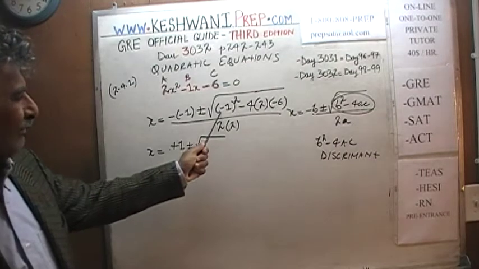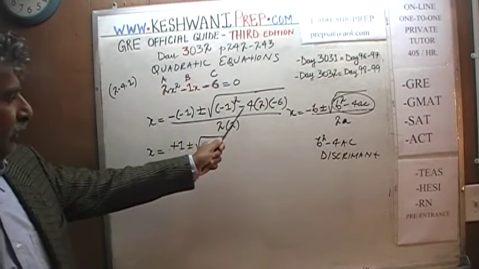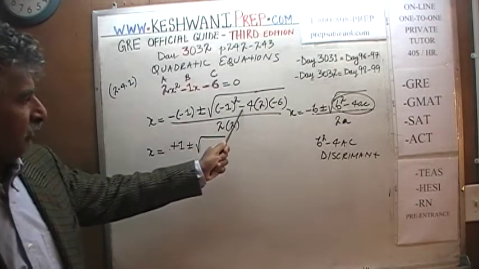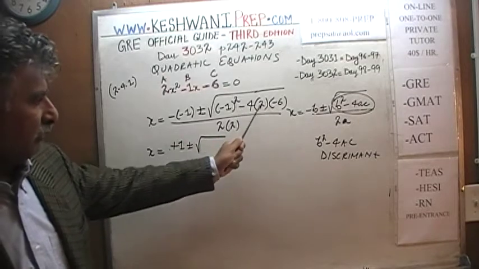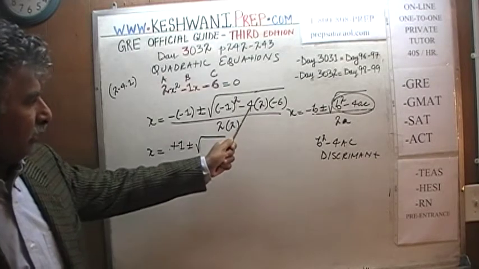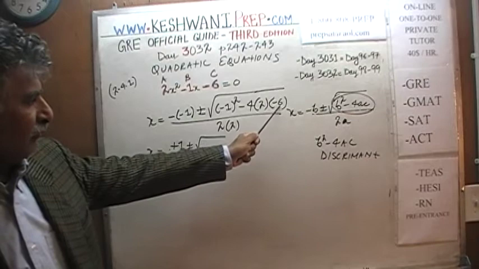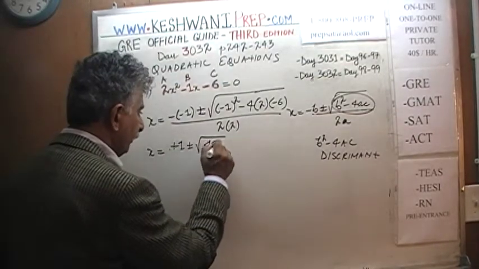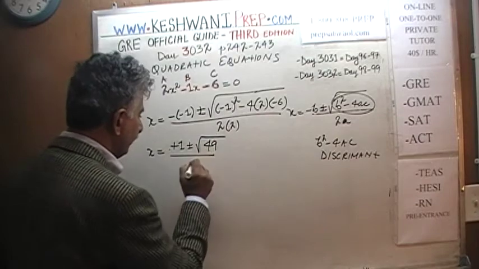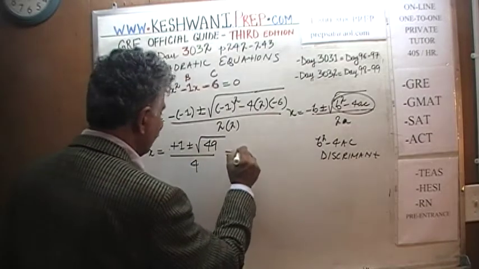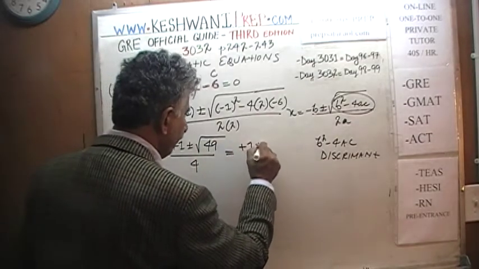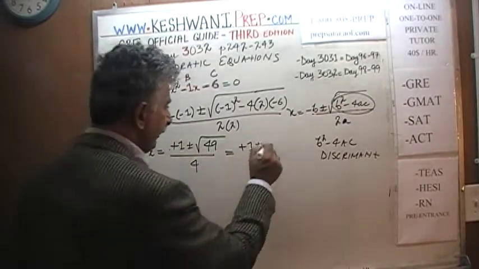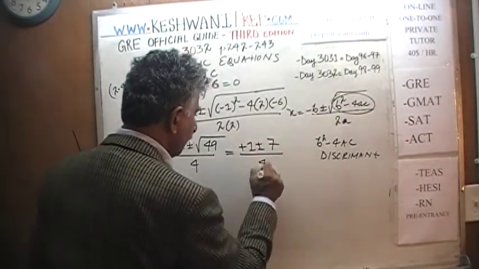B squared is negative 1 squared, which is just 1. Minus and minus is going to become plus, negative times negative is positive. 2 times 4 is 8. 8 times 6 is 48. 48 plus 1 is 49. What do you know? It's a square root of 49. Over 2 times 2 is 4. Let's continue here. So we have 1 plus or minus the square root of 49, which is 7, plus or minus 7 over 4.